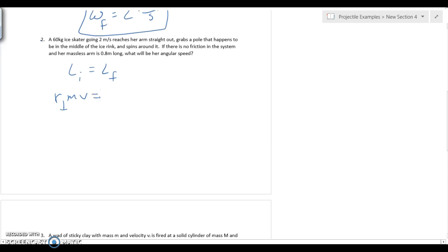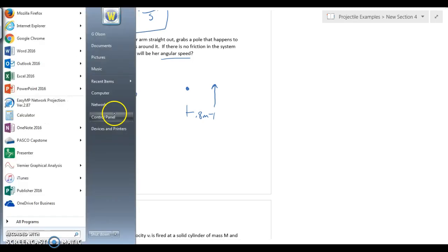Now once she grabs the pole, she's going to start spinning around it. So that sounds like an I omega, because we're looking for the angular speed. There's our omega. So for the left side, the initial, the r says her arm is 0.8 meters long, so we're going to assume she's skating in a line. If here's the pole, and here's where she's skating, this distance is 0.8 meters, right there. So we've got 0.8 meters. The mass, she's 60 kilograms. Her velocity, 2 meters per second.